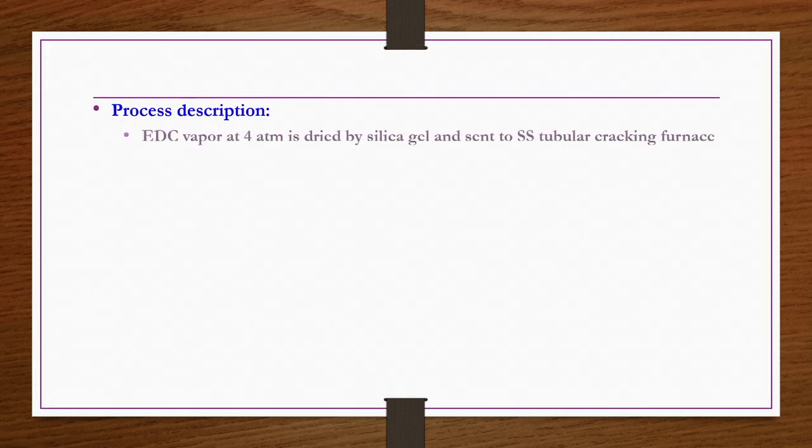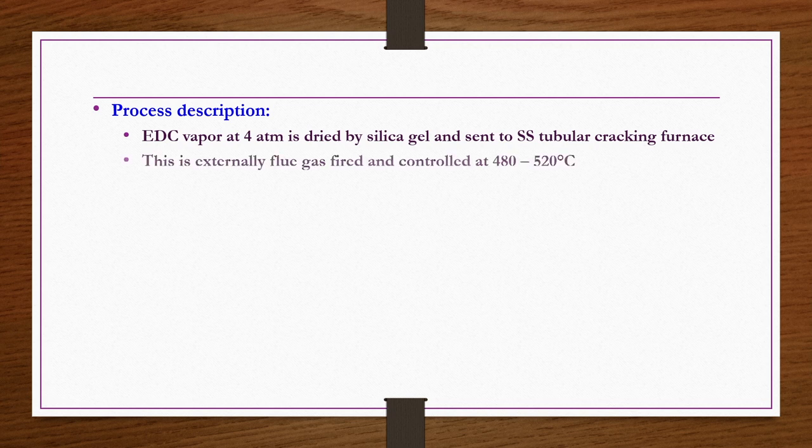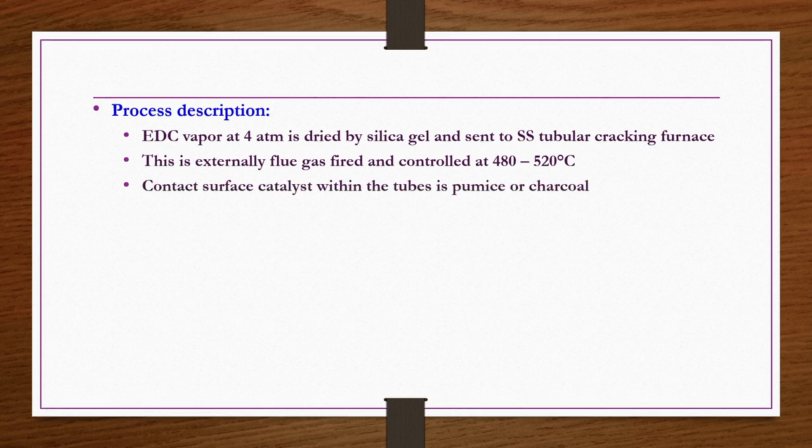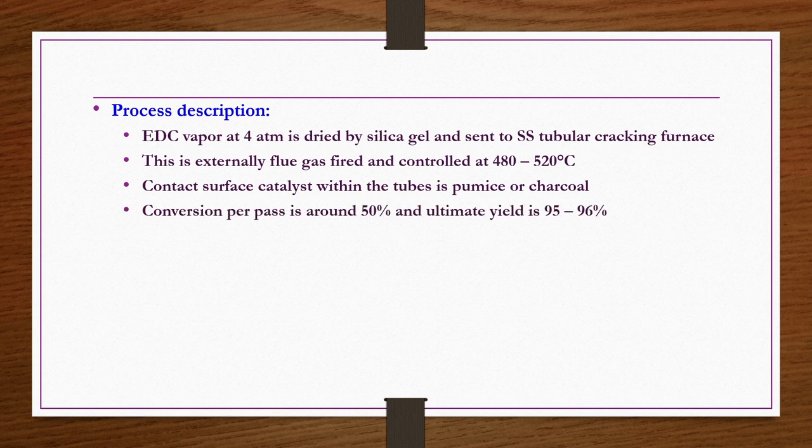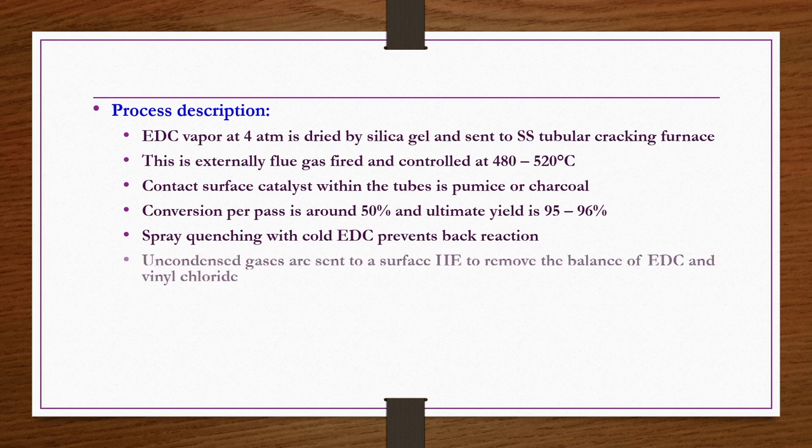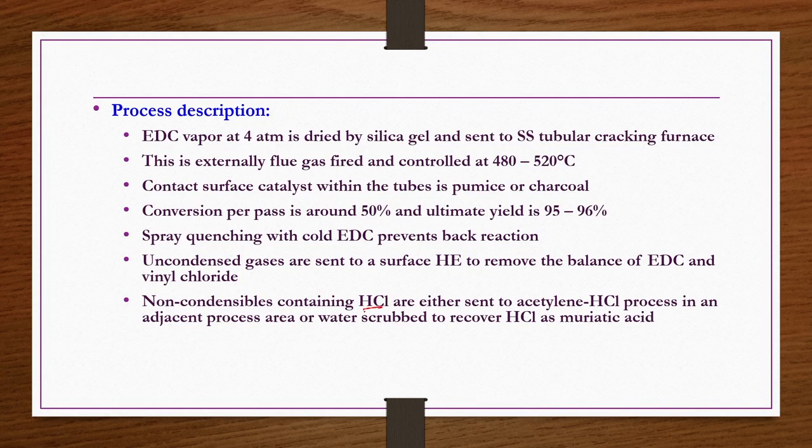Process description: EDC vapor at 4 atmosphere is dried by silica gel and sent to a stainless tubular cracking furnace. This is externally flue gas fired and controlled at 480 to 520 degree centigrade. The contact surface catalyst within the tubes is often charcoal in general. Conversion per pass is around 50% and ultimate yield is 95 to 96%. Spray quenching with cold EDC prevents back reaction. Uncondensed gases are sent to a surface heat exchanger to remove the balance of ethylene dichloride and vinyl chloride. Non-condensables containing hydrochloric acid are either sent to an acetylene HCl process in an adjacent process area, or water scrubbed to recover HCl as muriatic acid with 30 to 32% HCl purification.